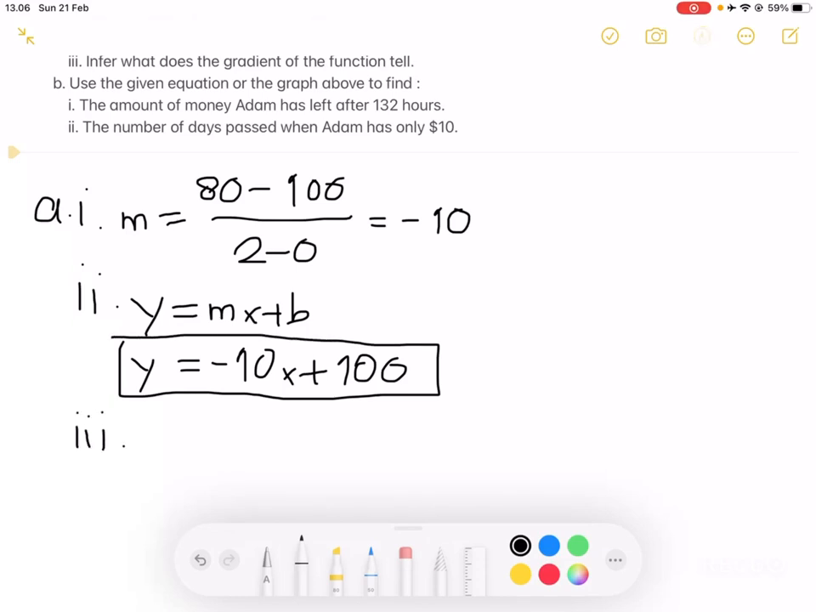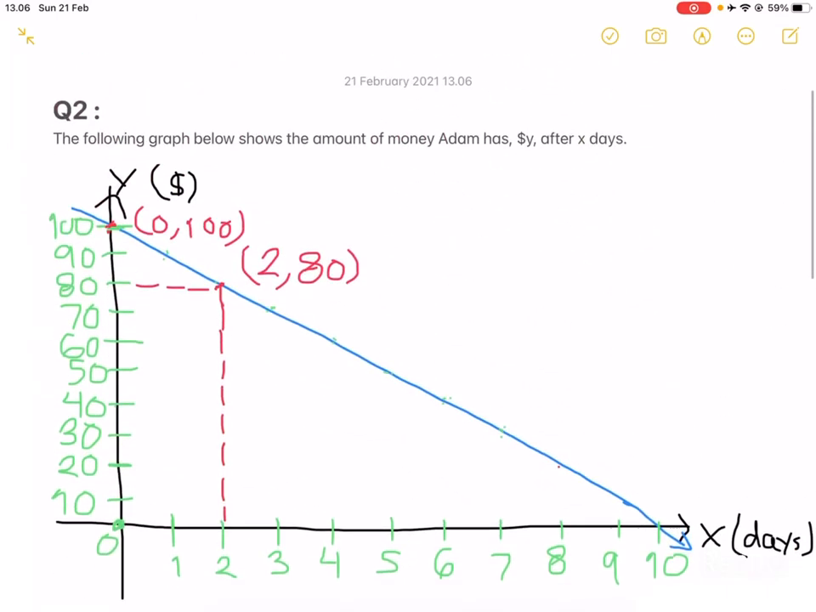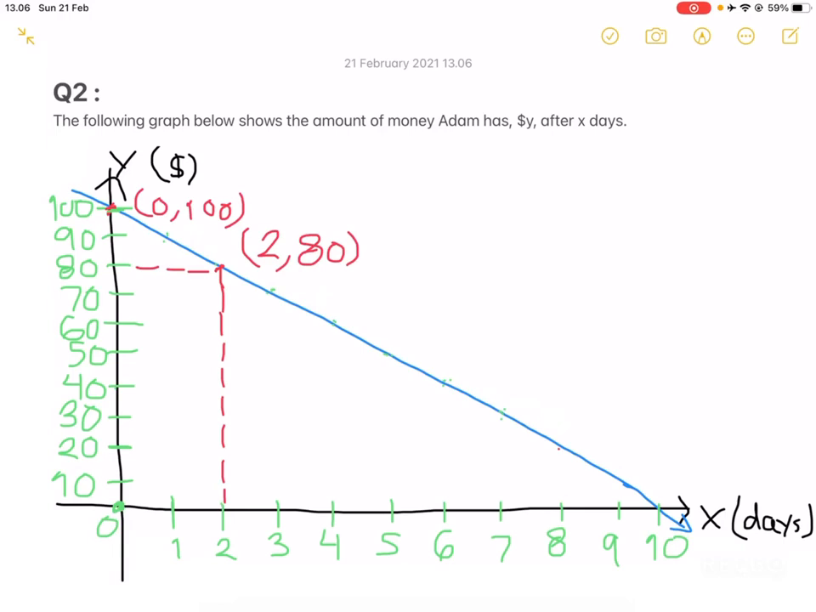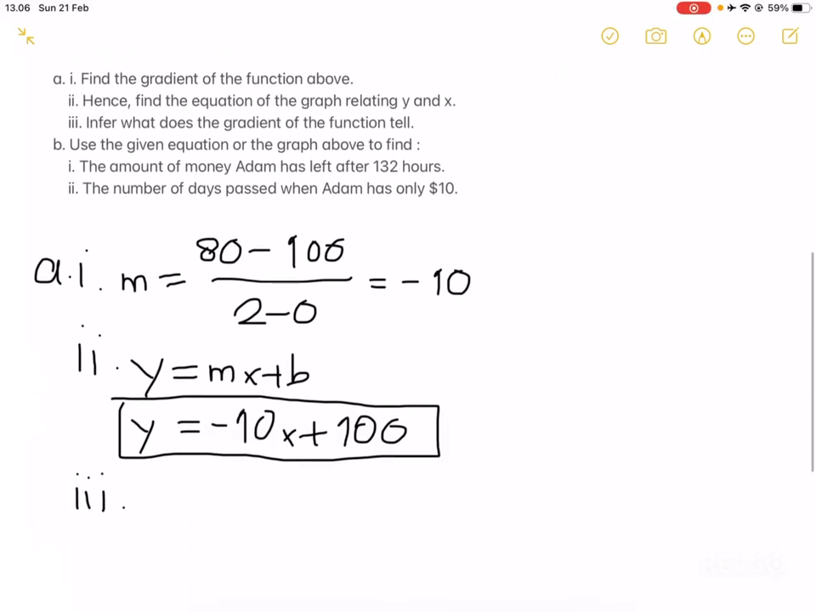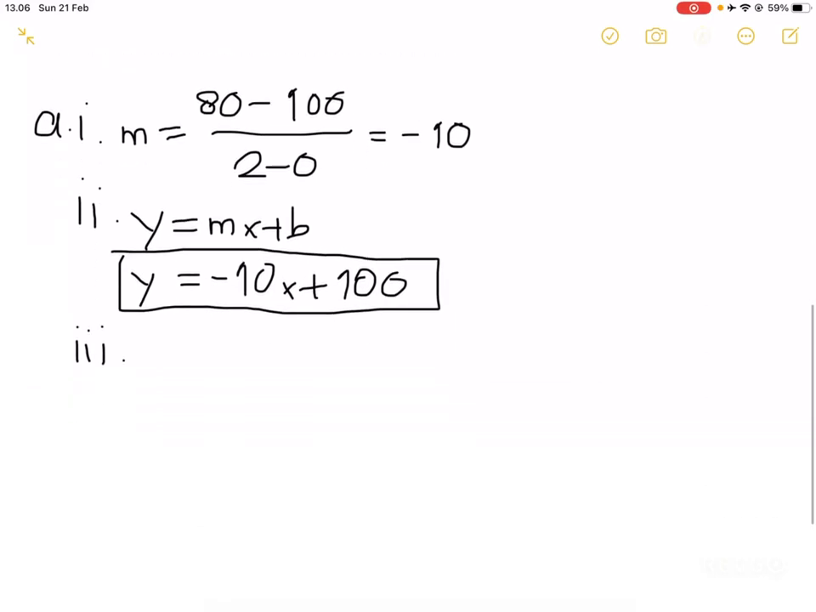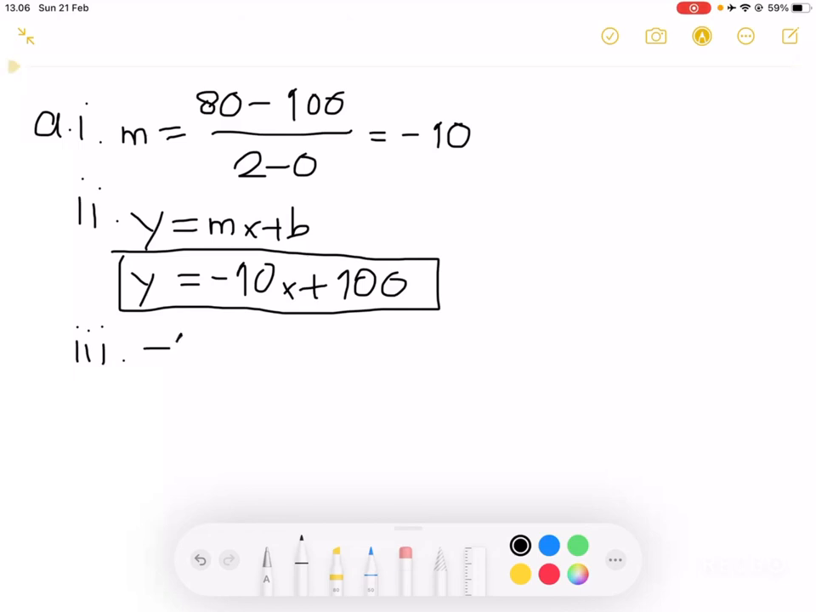And then for the third one, infer what the gradient of the function tells. Given it shows the amount of money Adam has after x days and the graph slopes downwards, you can probably tell that the gradient is the amount of money Adam spends per day. So let's just write that out. So -10, which is the gradient in this case, shows us the amount of money spent per day.